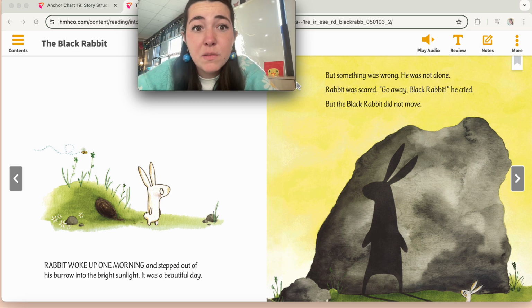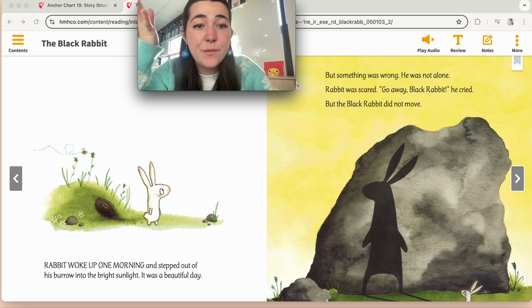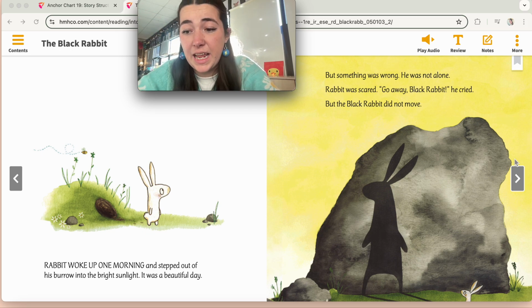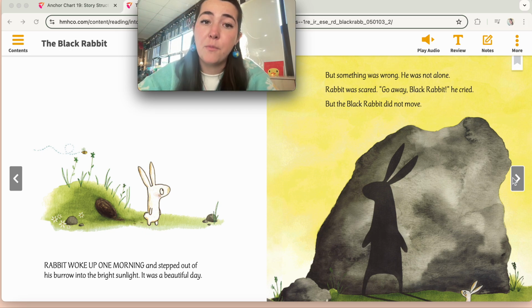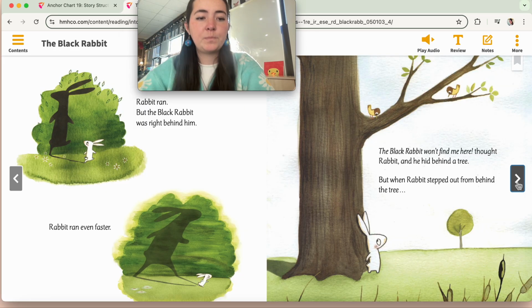White Rabbit is scared of the Black Rabbit. He doesn't know what it is. He's scared it's like a big monster. Already, we're in here and we've already got our number one big problem. That's our beginning. We found our problem. We're facing our problem. We're at the bottom of that roller coaster. Let's see what happens next.